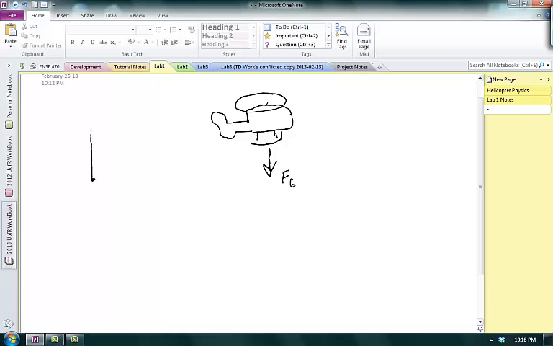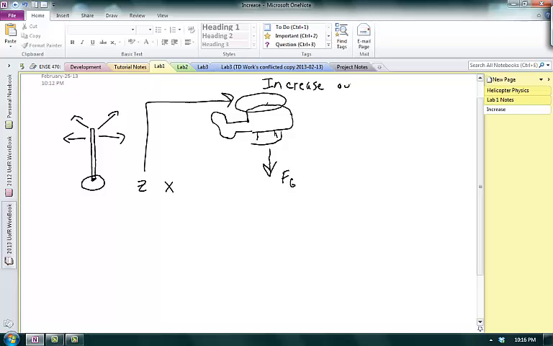Think of controlling the helicopter as like a joystick that can move in any of these directions, and you also have the Z and the X key, which will increase our rotor speed. Right, so that's what we need to mimic.